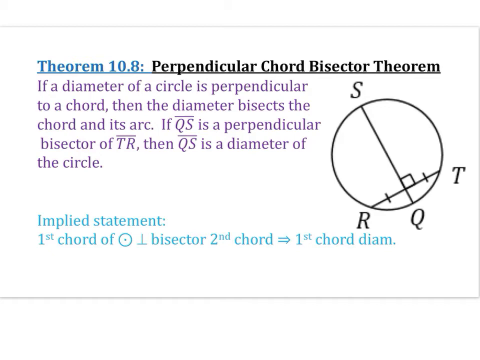And here's your implied statement, so make sure you're learning that, writing it in your notes to give you practice time. So careful with the wording here, but basically if the diameter is perpendicular to the chord, then it bisects the chord and its arc.